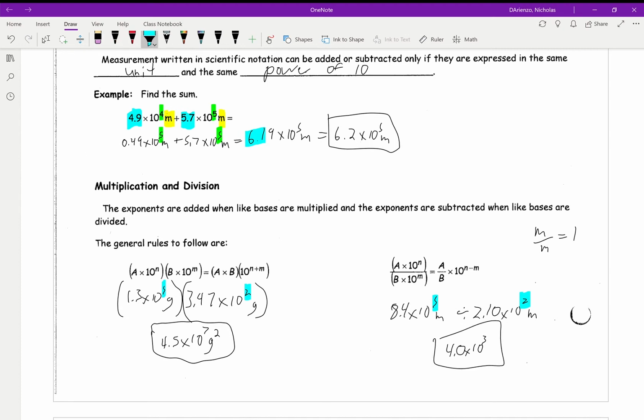8.4 has two significant figures. So we want to make sure our answer has two significant figures as well.